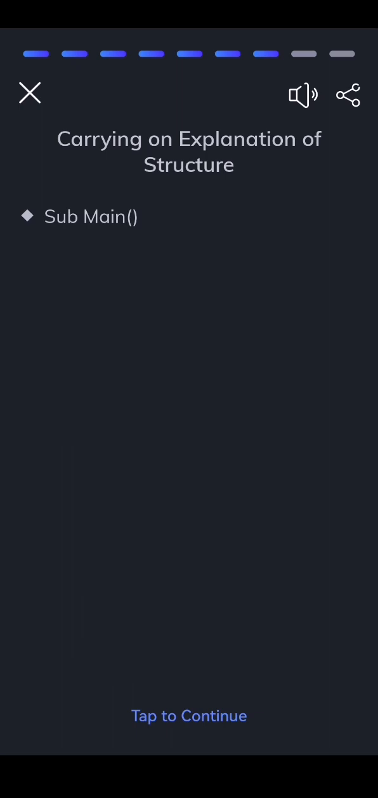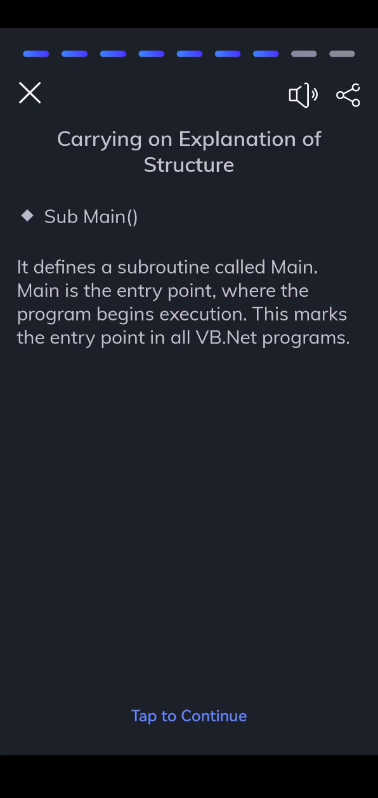Sub Main. It defines a subroutine called Main. Main is the entry point, where the program begins execution. This marks the entry point in all VB.NET programs.